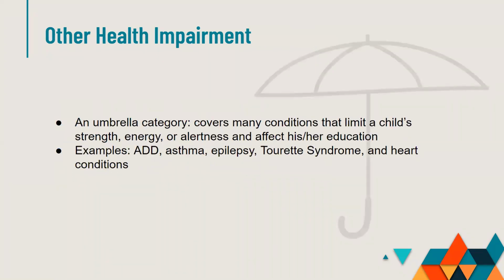Our next category is other health impairment. This is another umbrella category that covers a wide variety of conditions. It limits a child's strength, energy, or alertness and affects his or her education. Examples of impairments included under other health impairment include attention deficit disorder, asthma, epilepsy, Tourette syndrome, and heart conditions.